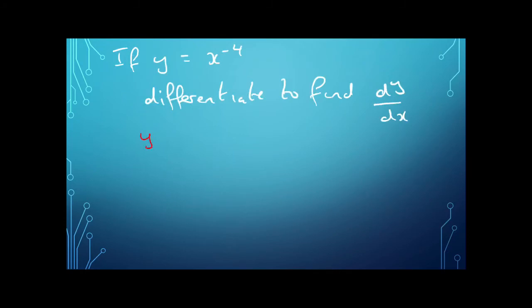So again, y is equal to x to the negative 4. We want to differentiate to find dy dx. Dy dx is equal to that negative 4 goes in front, and then we take away 1 from negative 4, which is negative 5.